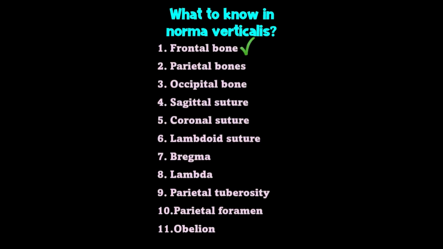Dear students, the Norma Verticalis is completed. In brief, the Norma Verticalis shows the following features. They are: 1. Frontal bone. 2. Right and left parietal bones. 3. Occipital bone. 4. Sagittal suture. 5. Coronal suture. 6. Lambdoid suture. 7. Bregma. 8. Lambda. 9. Parietal eminence or tuberosity. 10. Obelion. And 11. Parietal emissary foramen.